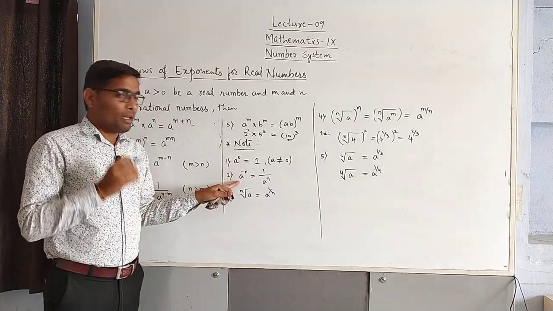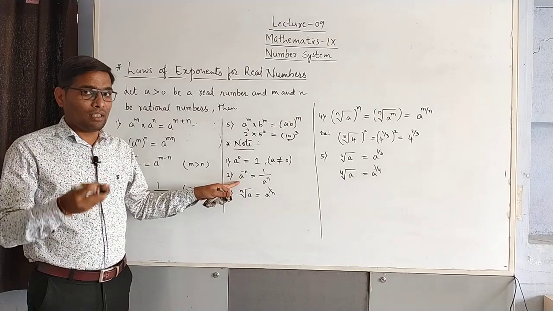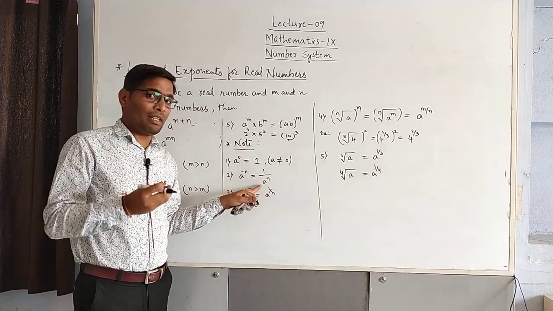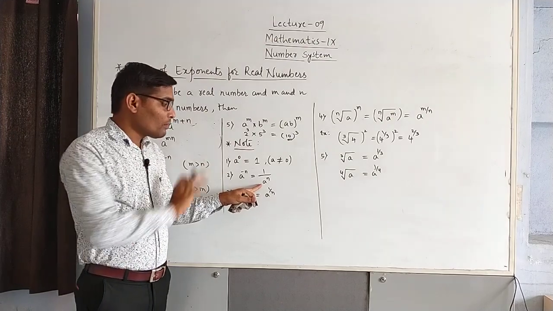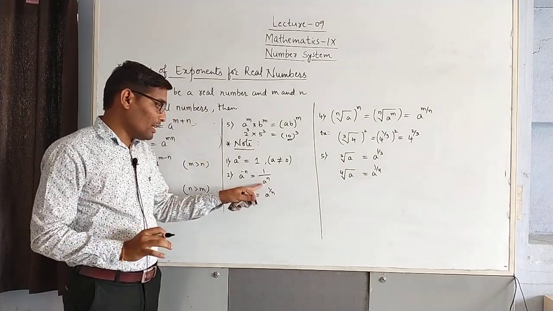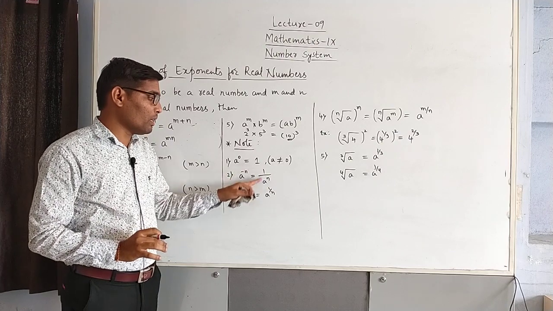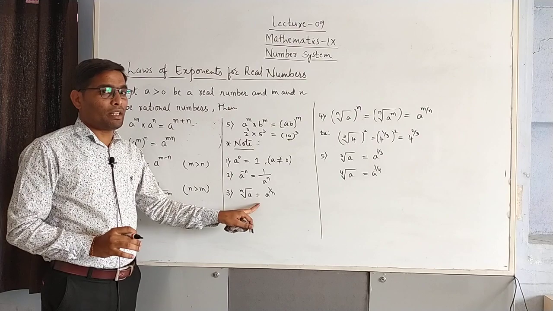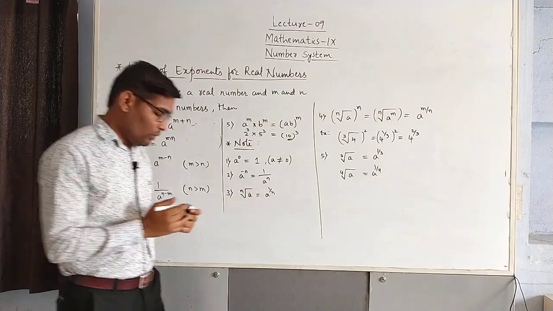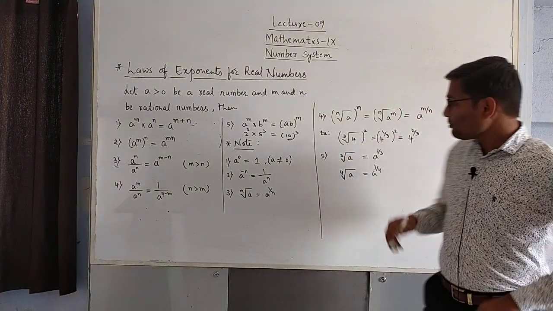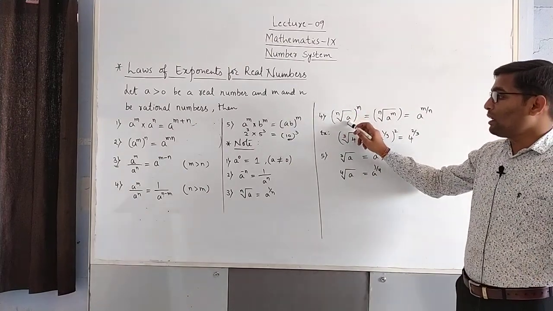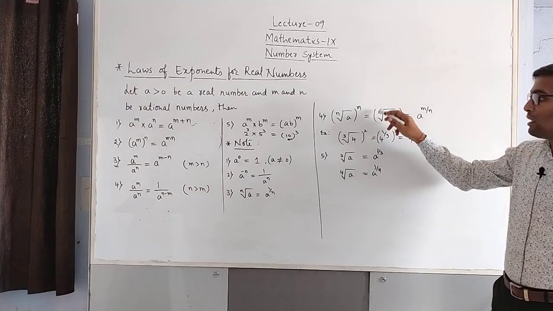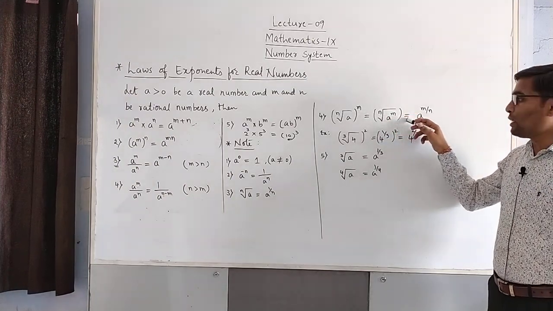And the second one: if the power of any number is negative, then to make it positive we need to bring it to the denominator, or write it in the form p by q. That is, a to the power minus n equals 1 by a to the power n. Then moving to the third one, the nth root of a can be written as a to the power 1 by n. Then moving to the fourth one, the nth root of a whole to the power m can also be written as a to the power m by n.